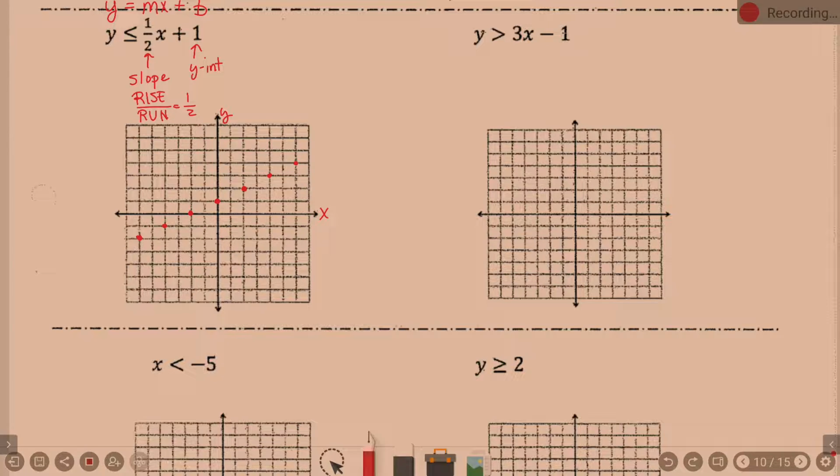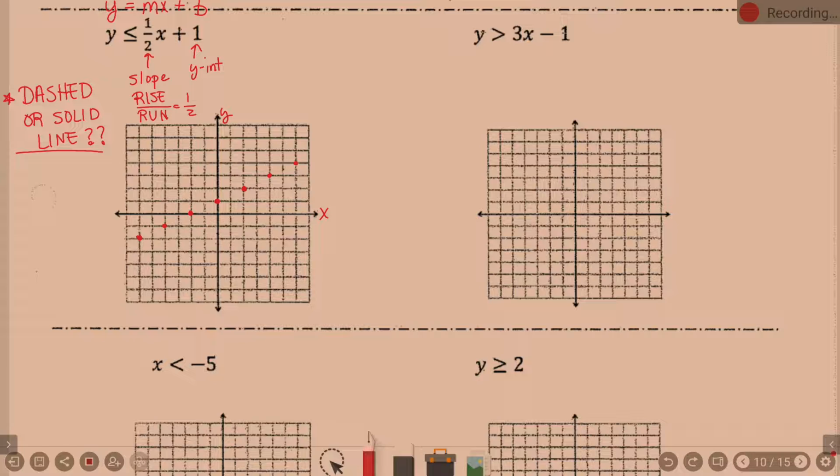So I'm going to write a note over here so we can make a note to ourselves. Do we want a dashed or solid line? That's a question we have to ask ourselves. How do we decide if we want a dashed or solid line? We have to look at our sign.